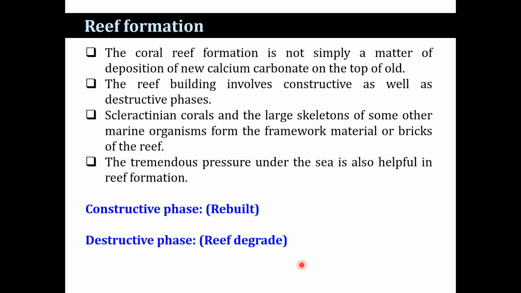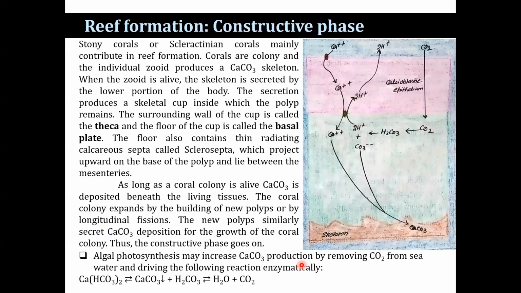So the first one is the constructive phase, also known as a rebuild. Stony coral, that is, as you know, Scleractinian corals, mainly contribute to reef formation. Corals are colonies of individual zooids that produce a calcium carbonate skeleton. When the zooid is alive, the skeleton is secreted by the lower portion of the body. The secretion produces a skeletal cup inside which the polyp remains.